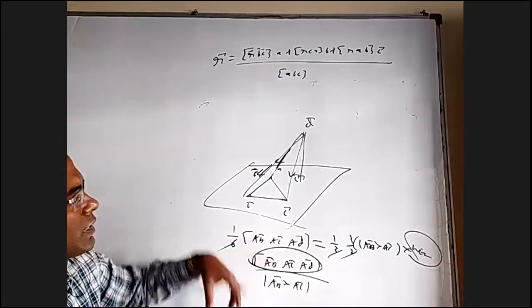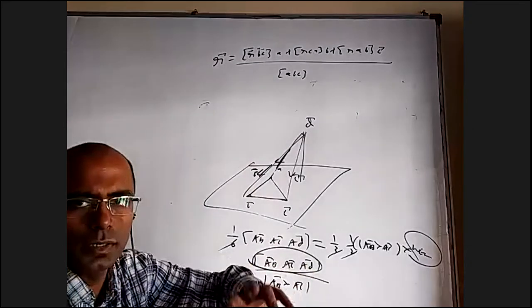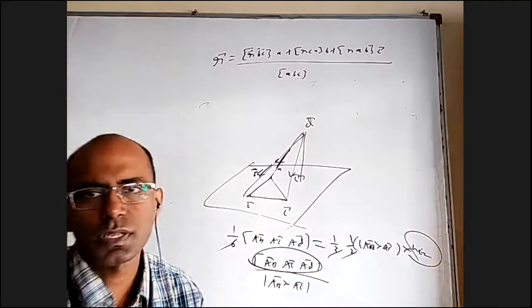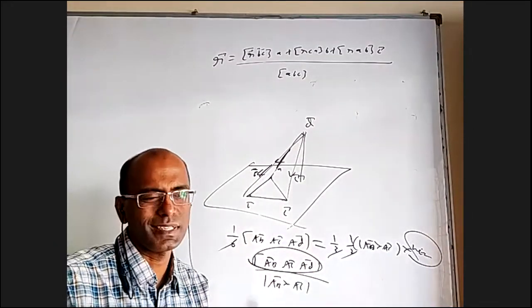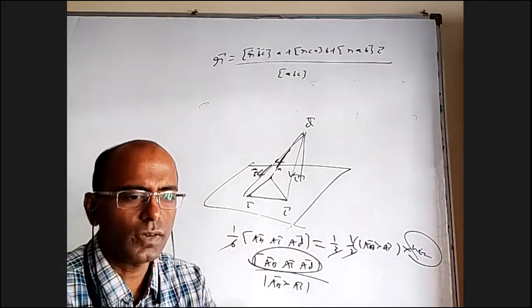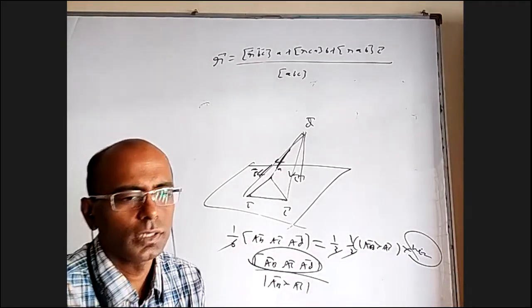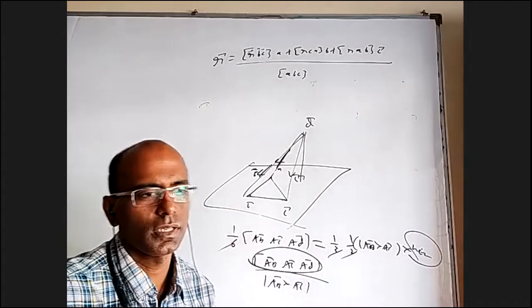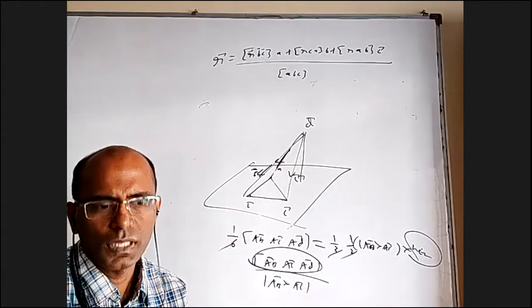My main point is, if you want a height of a tetrahedron, use volume formula in 2 ways. One is what you have, 1/6 of the triple product. Another one is 1/3 into base area into height. Keep the height one side, everything else to other side. We'll get a formula. Is that okay?